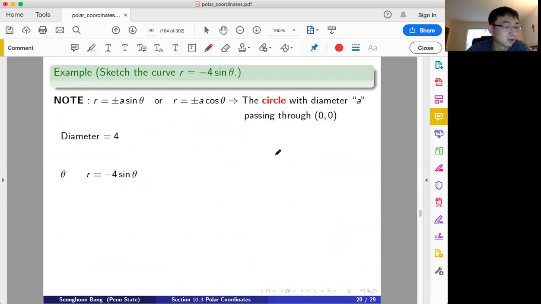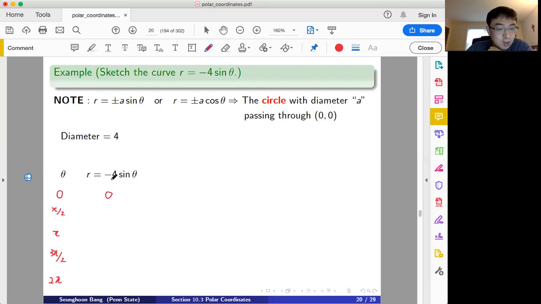So we have the table. You can choose angle theta, but don't choose a lot. Only choose 5 angles, which is better. 0, pi over 2, pi, 3 pi over 2, and 2 pi. You plug 0 into here. What is sine of 0? Yep, 0. 0 times minus 4 is length 0.